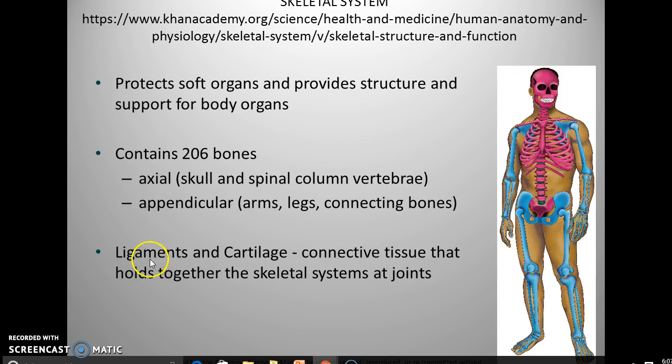And then you have ligaments and cartilage, or connective tissue, that holds the skeletal system together at the joint. So where you see joints, many times you will see cartilage between the bones and the ligaments holding the joints together. Okay.